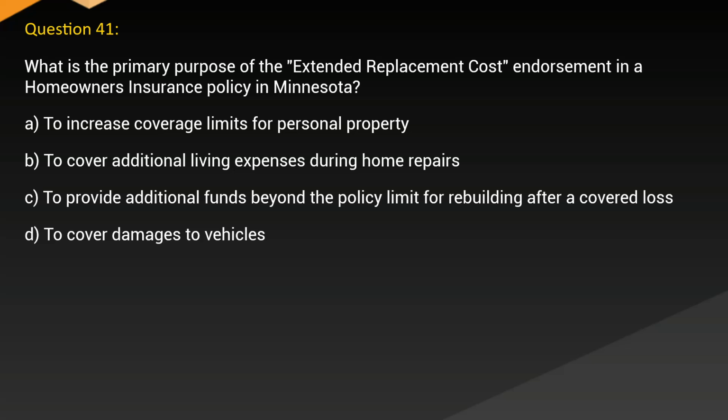Question 41. What is the primary purpose of the extended replacement cost endorsement in a homeowner's insurance policy in Minnesota? A. To increase coverage limits for personal property. B. To cover additional living expenses during home repairs. C. To provide additional funds beyond the policy limit for rebuilding after a covered loss. D. To cover damages to vehicles.